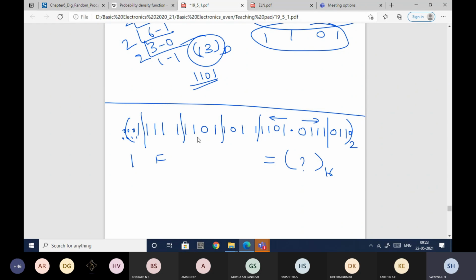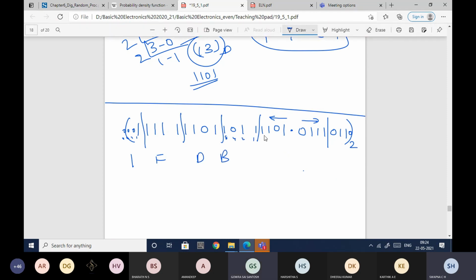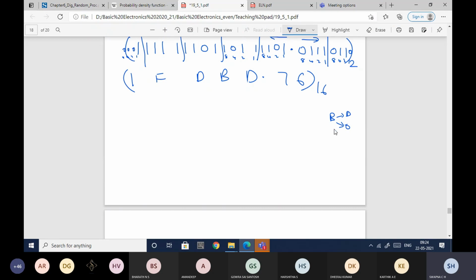8421, 8 plus 4, it is 12. 12 plus 1, 13. 13 is B. 1 0. Next one is 8421, same B. 8 plus 4, 12. 12 plus 1, 13. D. Dot 0 1 1. 8421, 7. Base 16. We have seen binary to octal, we have seen binary to hexadecimal.